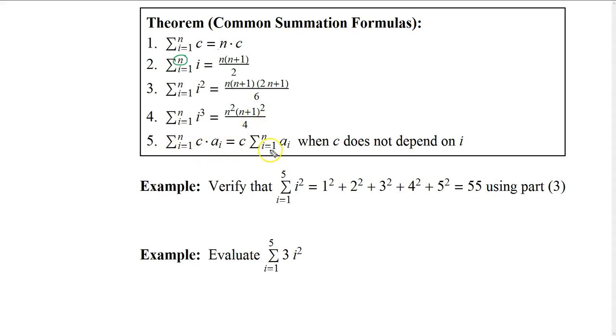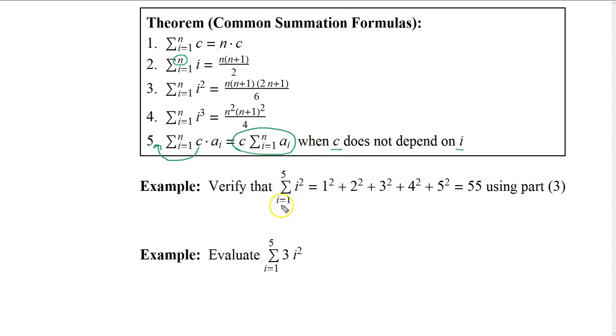And then we have another formula that we'll use as we're evaluating areas. The sum from 1 to n of c times a sub i. You can actually move this c outside in front of the summation as long as it does not depend on i. So you can move the c out in front like we have written right here. And that's whenever the c does not depend on the indexing variable i. You can do that. In other words, c is just a constant. It never changes.